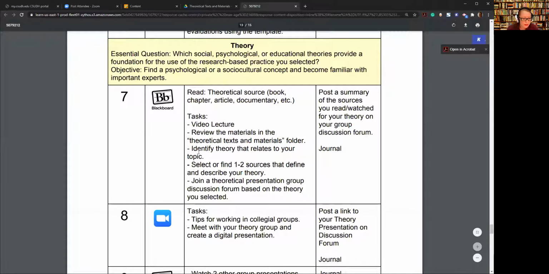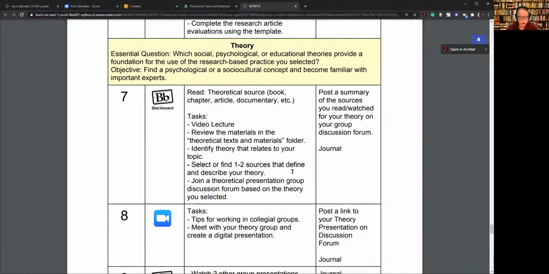The next thing it says here to do is to select 1 to 2 sources that define and describe your theory. That's what I just showed you how to do. You can explore that folder and all those different sources there. Or you can also go to our library website, which you know how to do now. After a couple weeks ago, you did a whole library module. So you can use those skills and go do some further research. Highly recommend that you do.